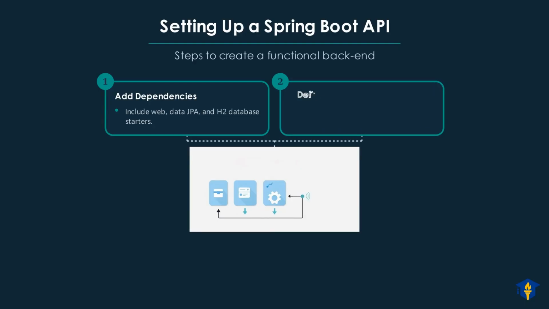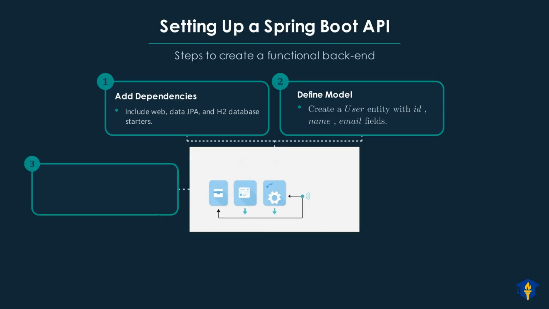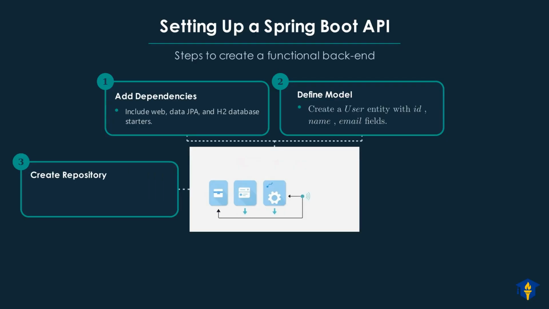Next, we define our data model, representing the structure of our information. You will create a user entity with fields like ID, name, and email. Then, we create a repository, which handles the essential data persistence operations. This uses JPA repository to simplify common database interactions for your entities.